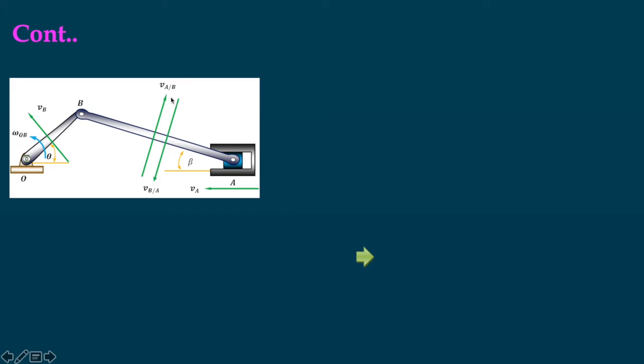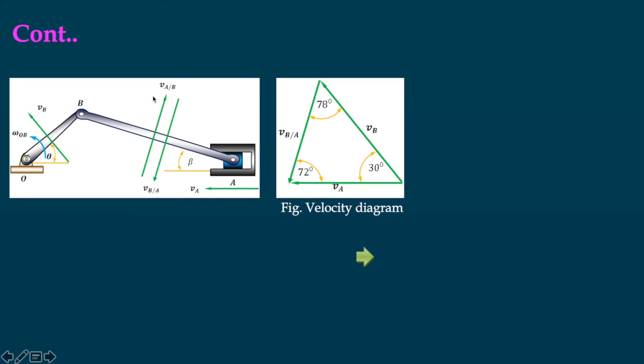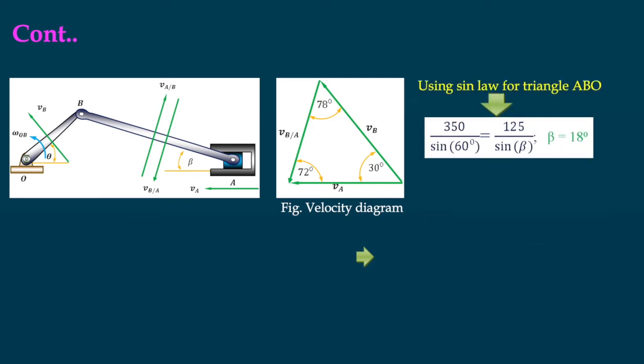This equation is always true. VAB means the velocity of A with respect to B, and VBA is the velocity of B with respect to A. So both magnitudes are the same and the directions are opposite. And VA is towards the left as it is rotating anti-clockwise. So we can draw the velocity diagram now. We already discussed in the last class how to draw the velocity diagram, so I am not discussing it in detail here.